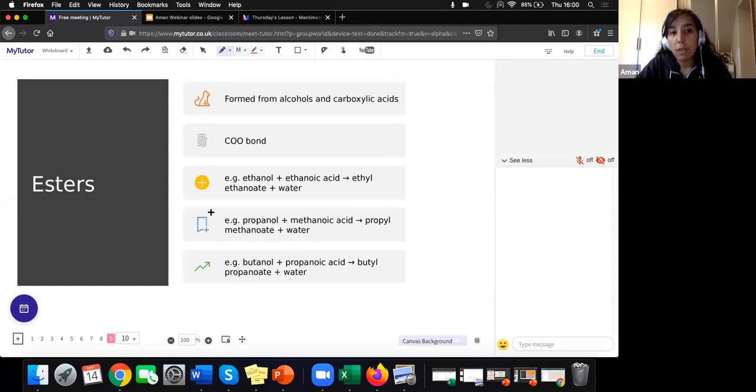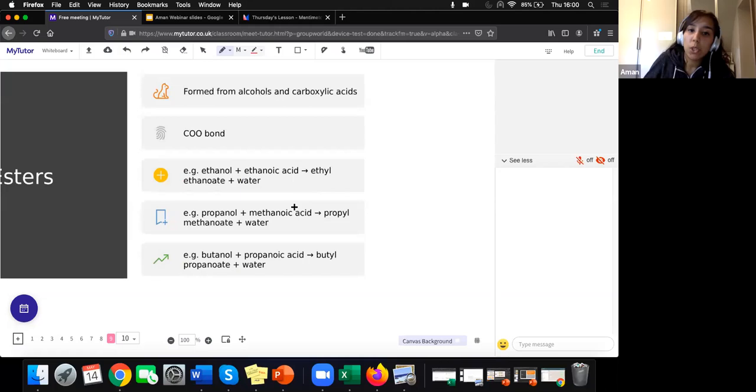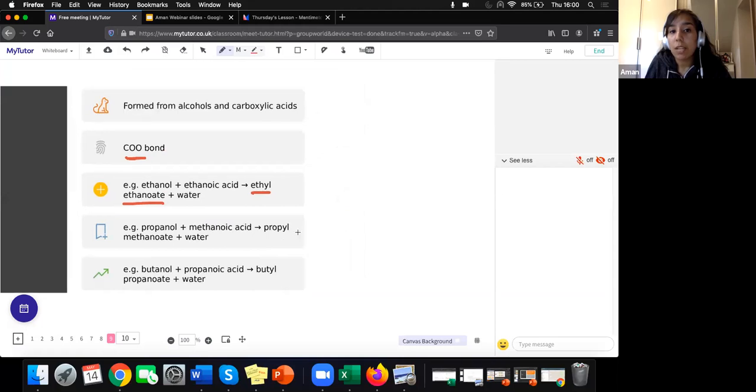So this is where there's a bit of discrepancy between the exam boards. AQA wants you to be able to draw ethyl ethanoate and no other ester. You are, however, required to be able to define what an ester is, the bond that's involved, and be able to name an ester. The other exam boards may ask you to draw the other esters, so we'll go through how to draw those now. So first of all, what does an ester look like?